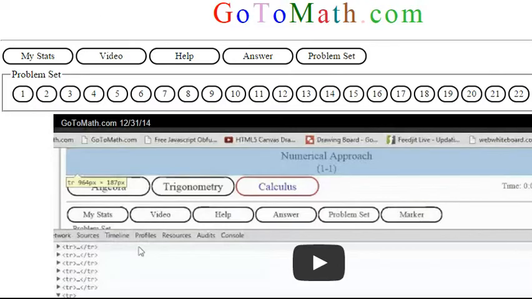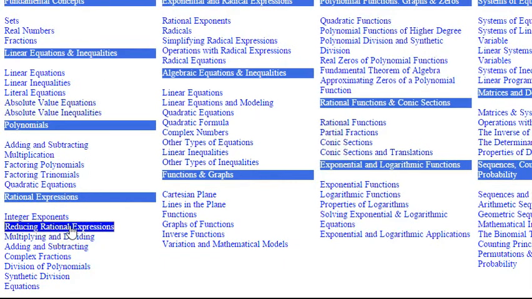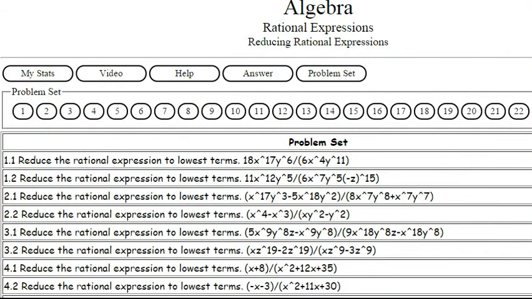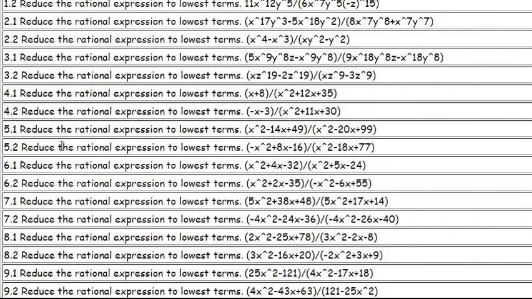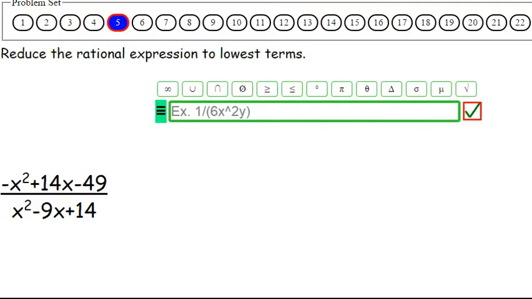Okay, let's go up to the algebra, go down to reducing rational expressions, and we're looking at 5.2. This looks like some good numbers. So we have negative x squared plus 14x minus 49, over x squared minus 9x plus 14.